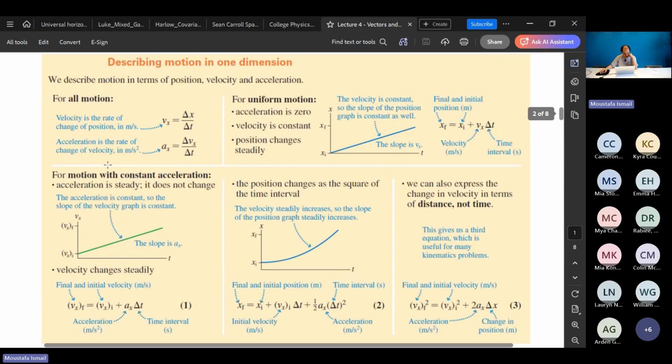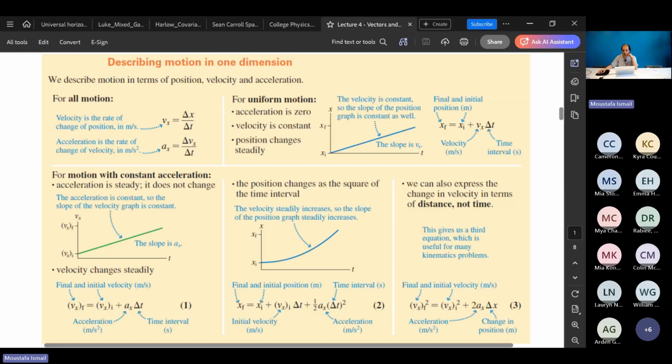For motion with constant acceleration, this is the general case we discussed last time, for which we have the general 3 kinematics equations, 1, 2, and 3 here. The first equation gives us the velocity at any moment in time. So the velocity is a straight line, the slope of which is the acceleration, and the position is a parabola. It's a curved graph that goes as the square of the time. So equation 2 here is the equation that gives us this shape.